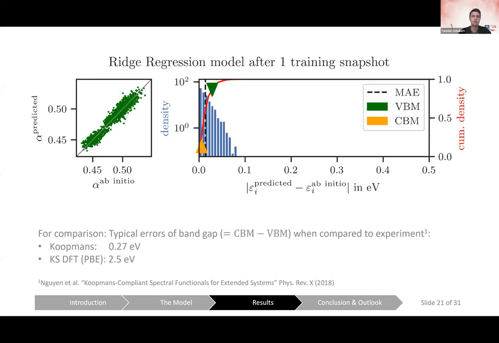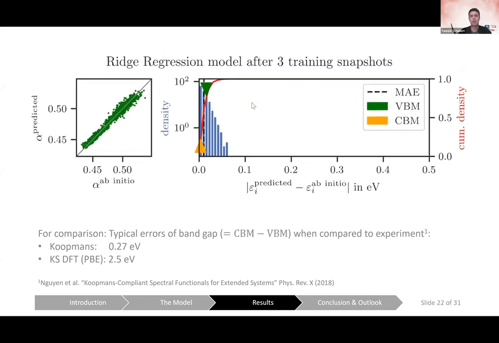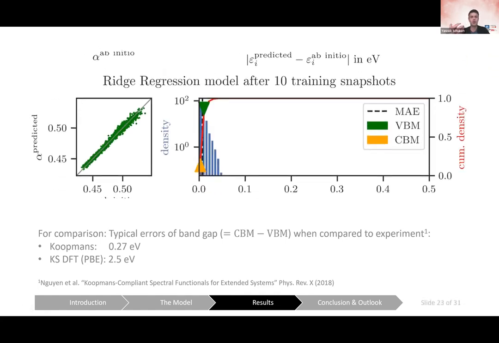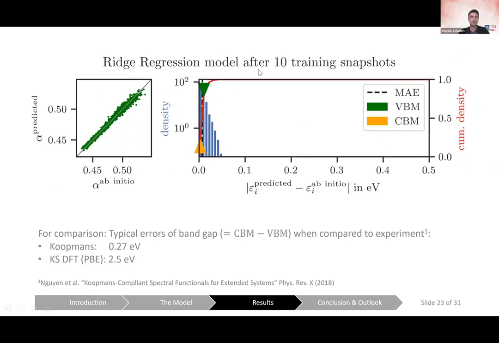But of course, the results improve as you add more data to the training. For example, after 3 training snapshots, you can see that the parity plot is already much better than before, and also of course, the predictions for the orbital energies improve. And of course, the story continues as you add more and more training data. Essentially, after 10 training snapshots, you really see that all screening coefficients line up on this perfect diagonal.